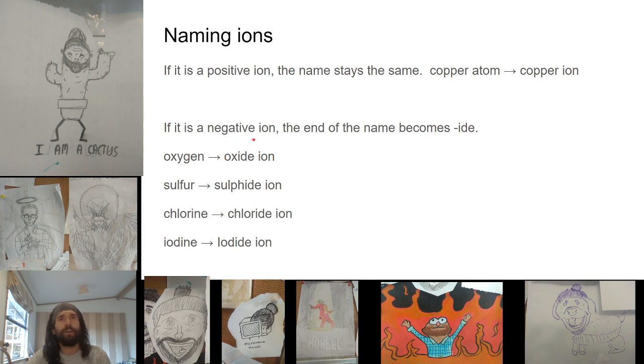If it's a negative ion, then we actually change the name of the element and we put an "ide" on the end. So oxygen is a negative ion because it needs to gain 2 electrons to form an atom. So oxygen, when it gains 2 electrons, it becomes an oxide ion. So oxygen turns into oxide. Sulfur gains electrons and becomes sulfide. Chlorine, chloride. Iodine, iodide.